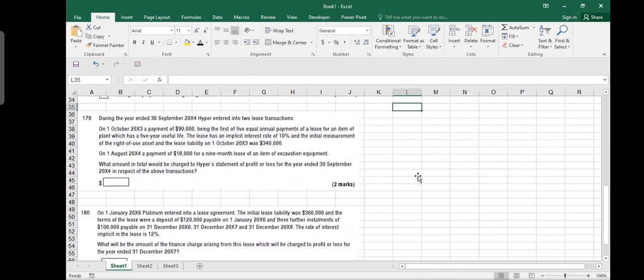Then we move to 179. It says during the year ended 30th September 2004, Hyper entered into two lease transactions. Okay, you please read it. I will also read it, and then we do together. Please read it in 2 minutes.